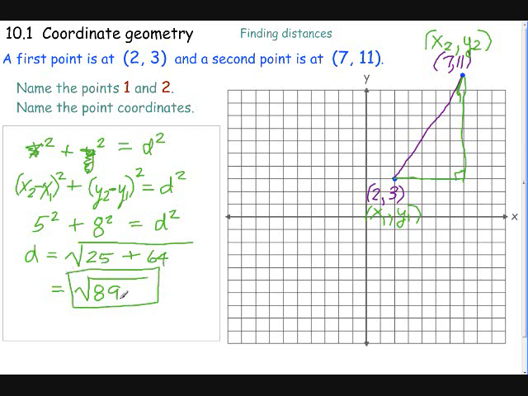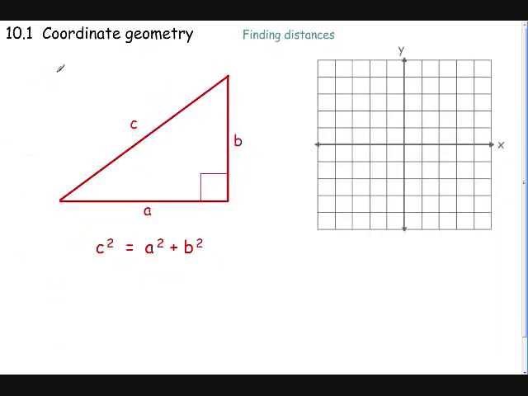I could figure out what the decimal is. And if I were doing a project at home or something, the square root of 89 is not going to be useful to me. I need to convert it into decimal. I'm not going to do it here because you all know how to do it. So coordinate geometry, finding distances.